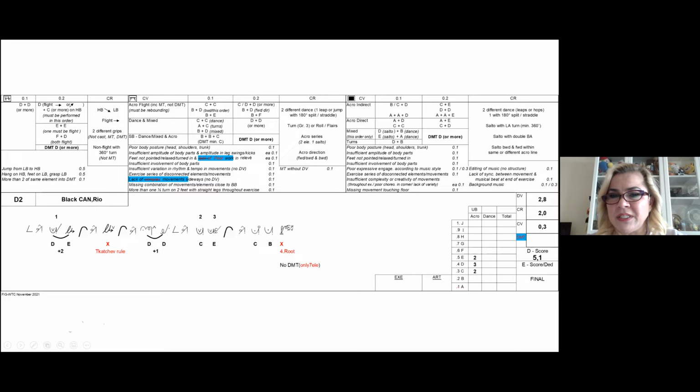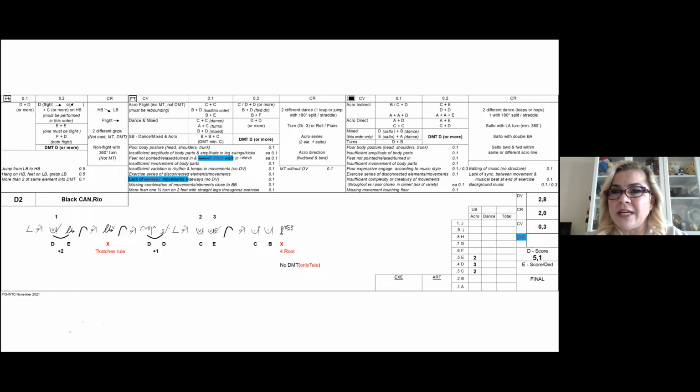And moving to the connection values, as I said, we have here 0.2, the Melanie to Hindorf. And we have here 0.1, the Jaeger straddle to Pak Salto. And no other connections and no dismount and no dismount bonus. So the D score is 5.1. I hope you agree.